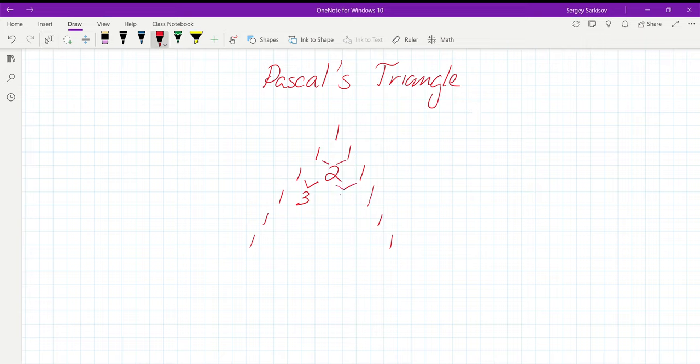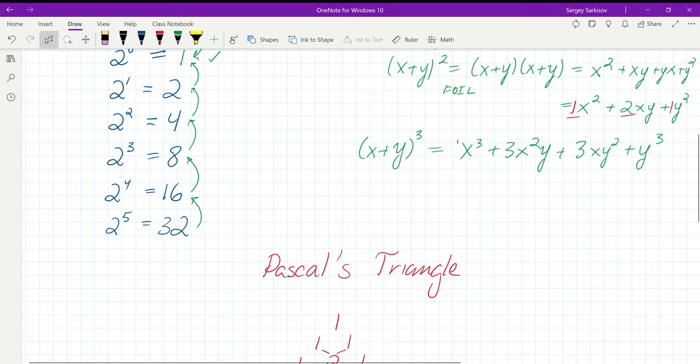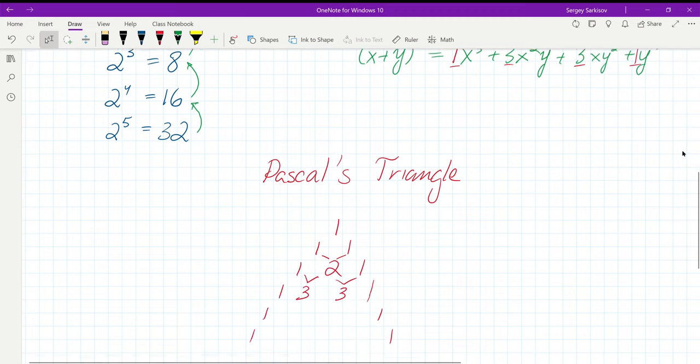That's a 1, a 3. And we have a 1, 3, 3, 1 row. There we are: 1 x cubed, 3 x squared y, 3 x y squared, 1 y cubed, right? So you see where that is going to help us a little bit, right?